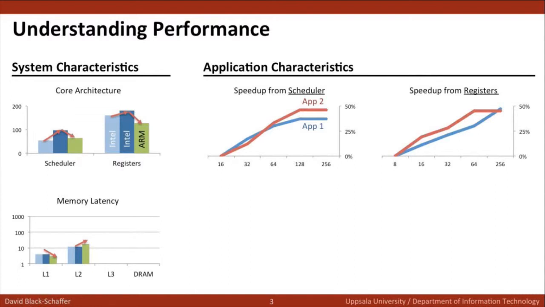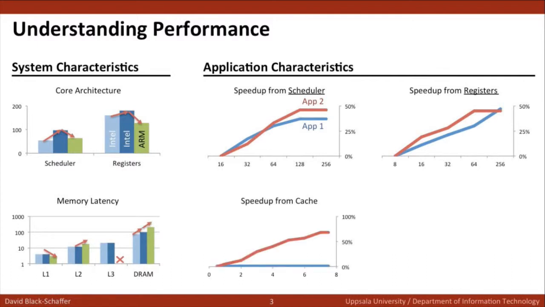And if we look at DRAM, we see two interesting things. The first is that Intel's actually increased the DRAM latency from one generation to the next. And the second is that the ARM latency is even worse than that. Now again, how much does this affect your application if you want to choose what platform to run on? Well, it depends on the behavior of your application.